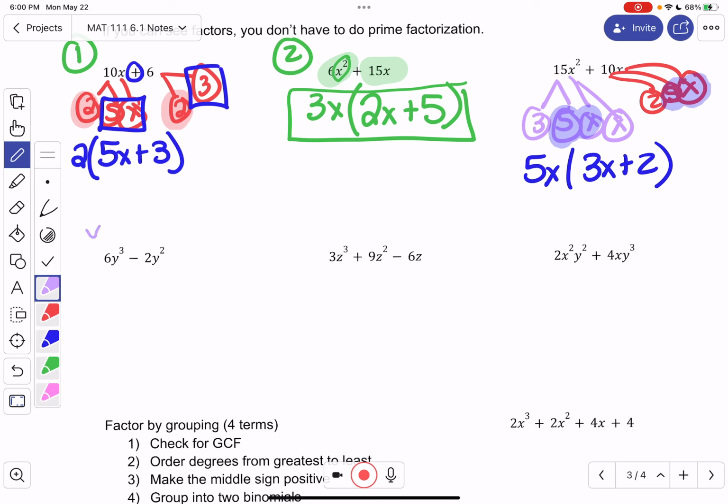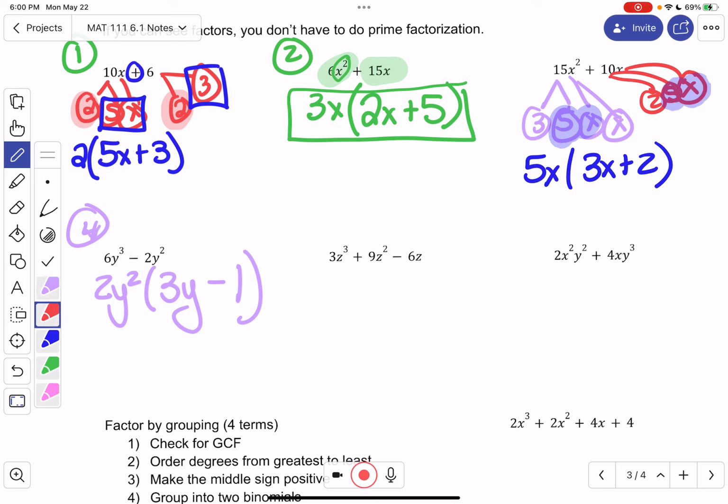If I did number 4 down here, they're both divisible by 2y squared. 6 divided by 2 is 3. If I have 3y's and I take out 2, there's 1. And then 2 divided by 2 is 1. Y squared divided by y squared is 1. So that's what I'm left with.